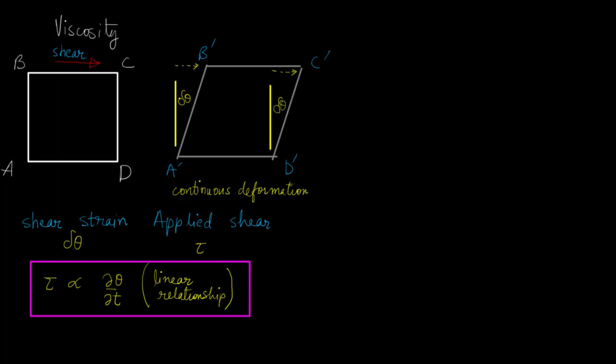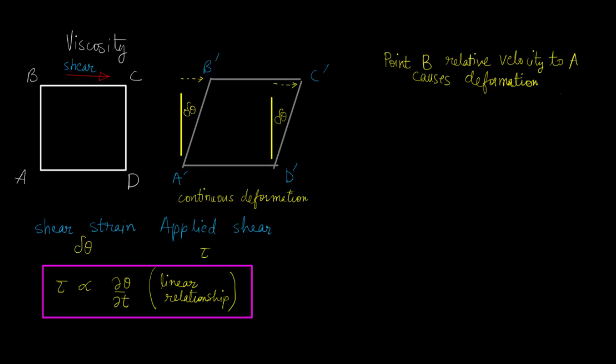Now it has been found that there exists a linear relationship between the stress and the rate of change of angle of the fluid element. That is, tau is proportional to del theta del t. Now point B moving relative to point A is what causes deformation. In this case, if A and B were to have the same velocity, there would be no relative motion in the x direction between A and B, and hence there would be no change in angle.